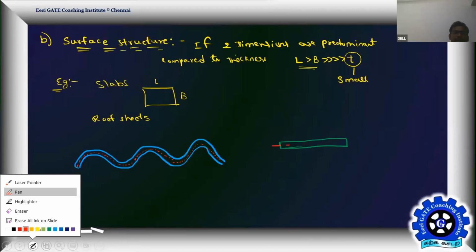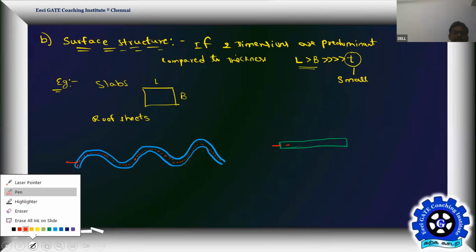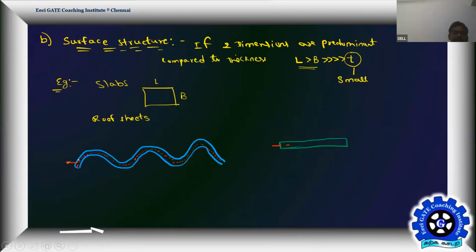I use some other different color. Now I am going to draw the neutral axis. This is the neutral axis. If we draw the neutral axis over here, this is the neutral axis we can have. Now tell me, this is what we call a flat roof. This is what we call a curved roof. Now my question, did you understand?